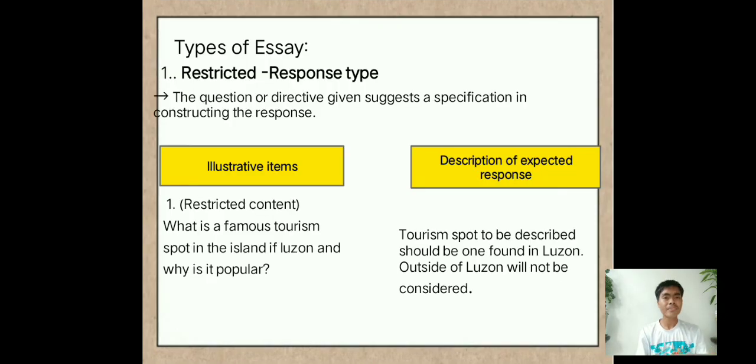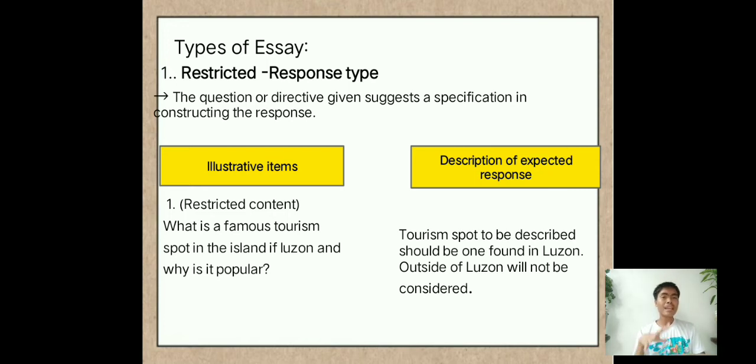And then, in types of essay, like what I have said earlier, in the restricted response type, the question or directive given suggests a specification in constructing the response. So, illustrative items from the left, and on the right side, a description of the respective response. Number 1, restricted content: what is a famous tourism spot in the island of Luzon, and why is it popular?